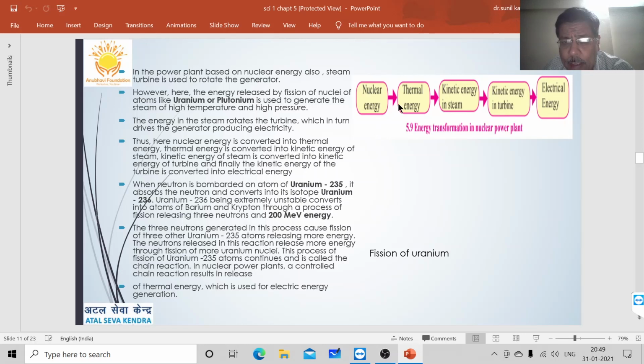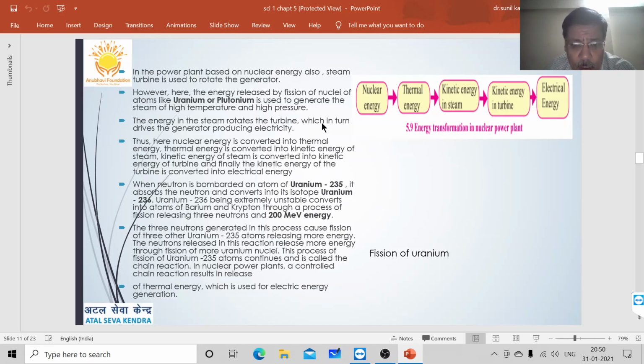So nuclear energy converts to thermal energy, which becomes kinetic energy in the steam. Kinetic energy is used to rotate the turbines, and turbines will be used to rotate the generators, and thus electrical energy is produced. So this is the concept of production of nuclear power in the nuclear power stations, for conversion of nuclear energy into electrical energy.